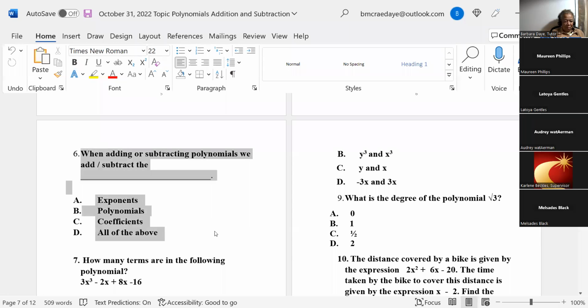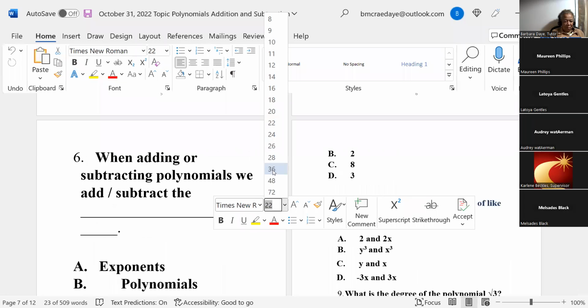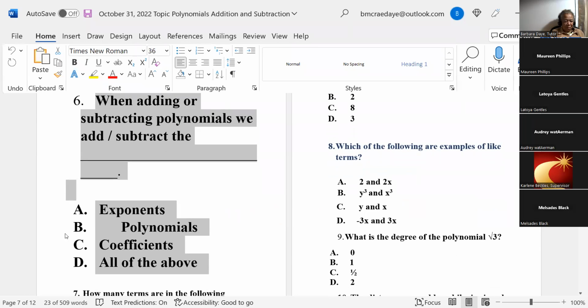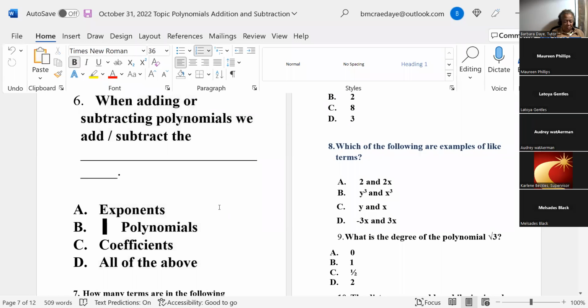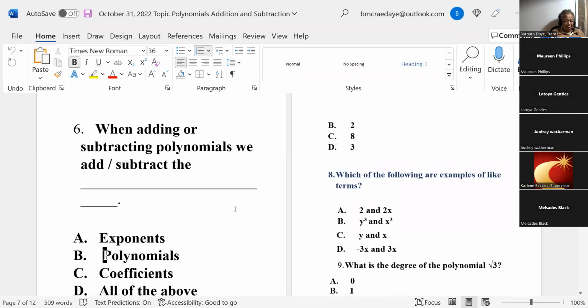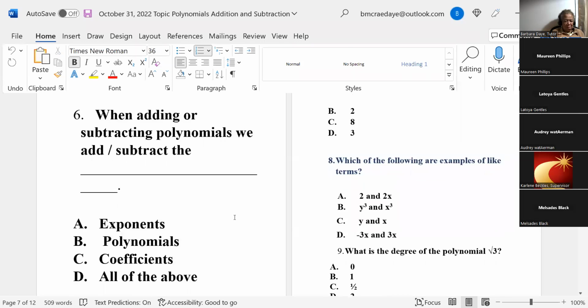When adding or subtracting polynomials, we subtract. Audrey said all of the above. What would you say? I say all of the above too. Subtract the exponents. Latoya, what would you say? Latoya, are you there? You're on mute. Mercedes, what would you say? The polynomial. Yeah, Miss Barbara.